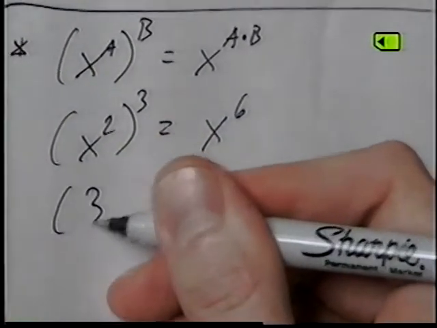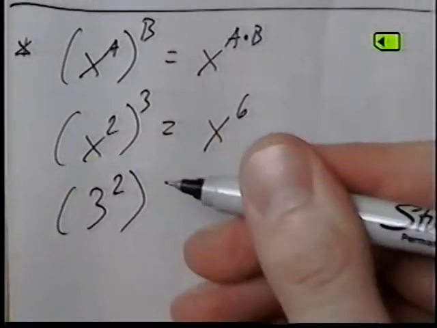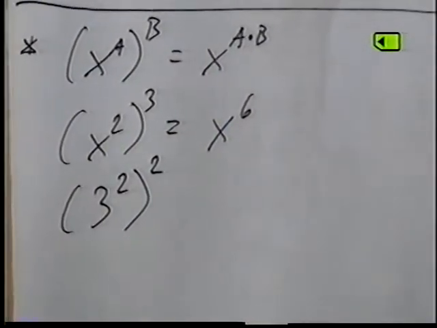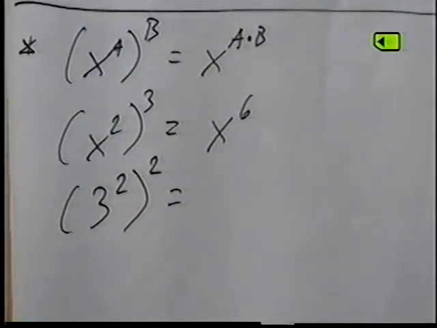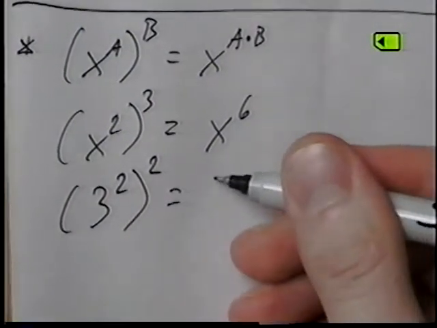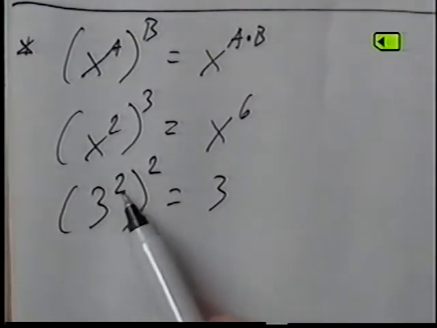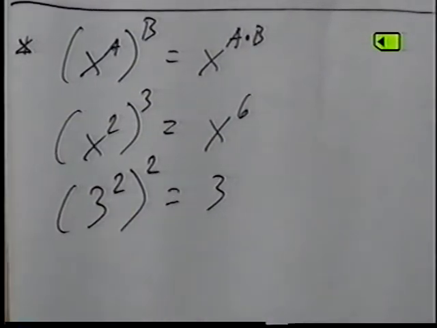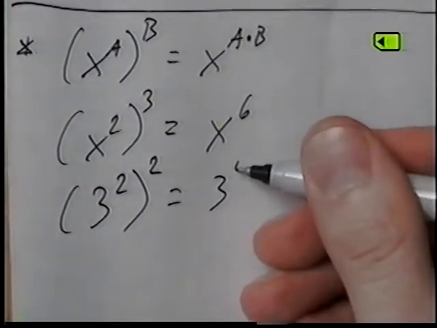Second question, 3 to the 2nd power, parentheses also to the 2nd power. Again, the base, in this case 3, stays the same. The two exponents, you can multiply together, 2 times 2, which would be 4.